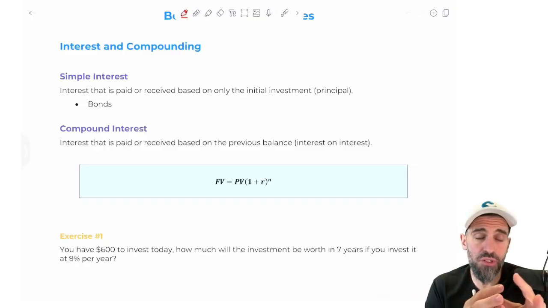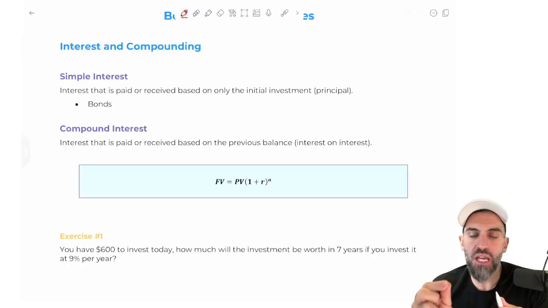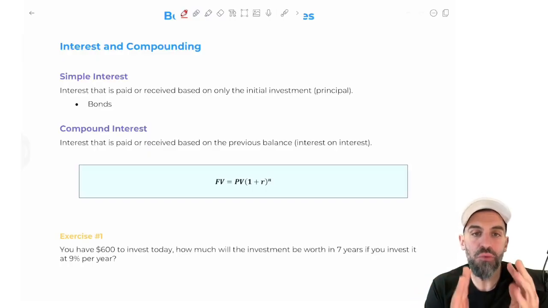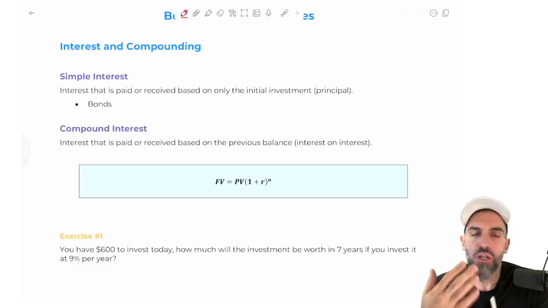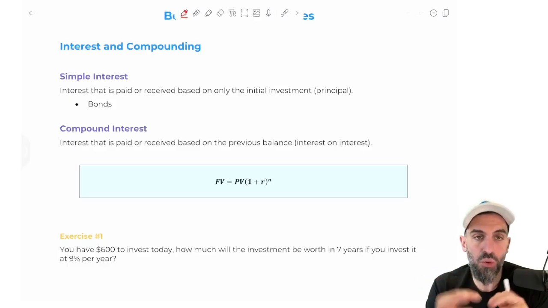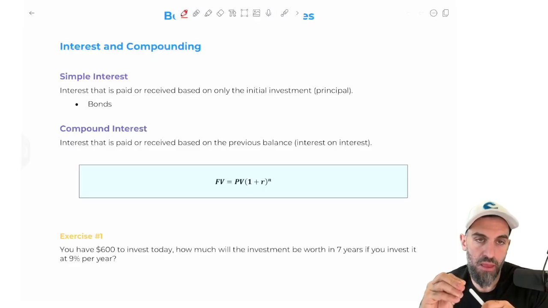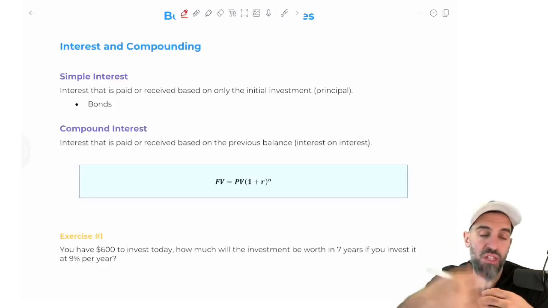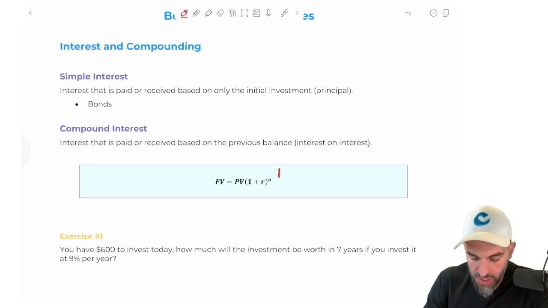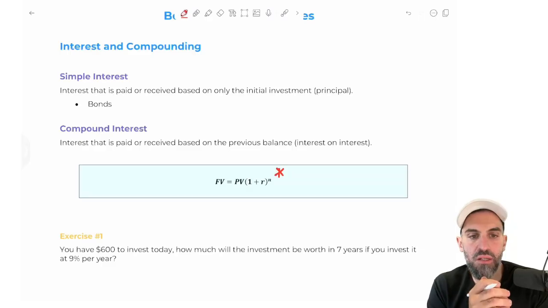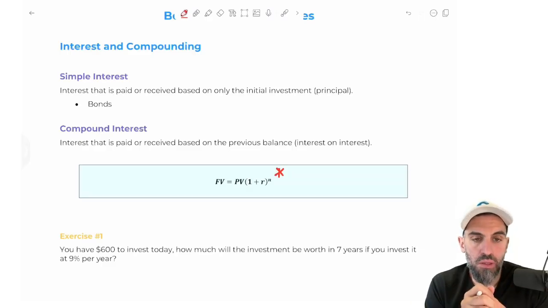You have simple interest, which is interest that is calculated based on some principal amount or your initial investment, where there is no compounding. Your interest is based only on the initial amount. And then there's compound interest, where interest actually accumulates on itself. And that's what compounding means. The formula that you have here is a formula you'll want to memorize, and it's how you calculate a future value based on a present value.